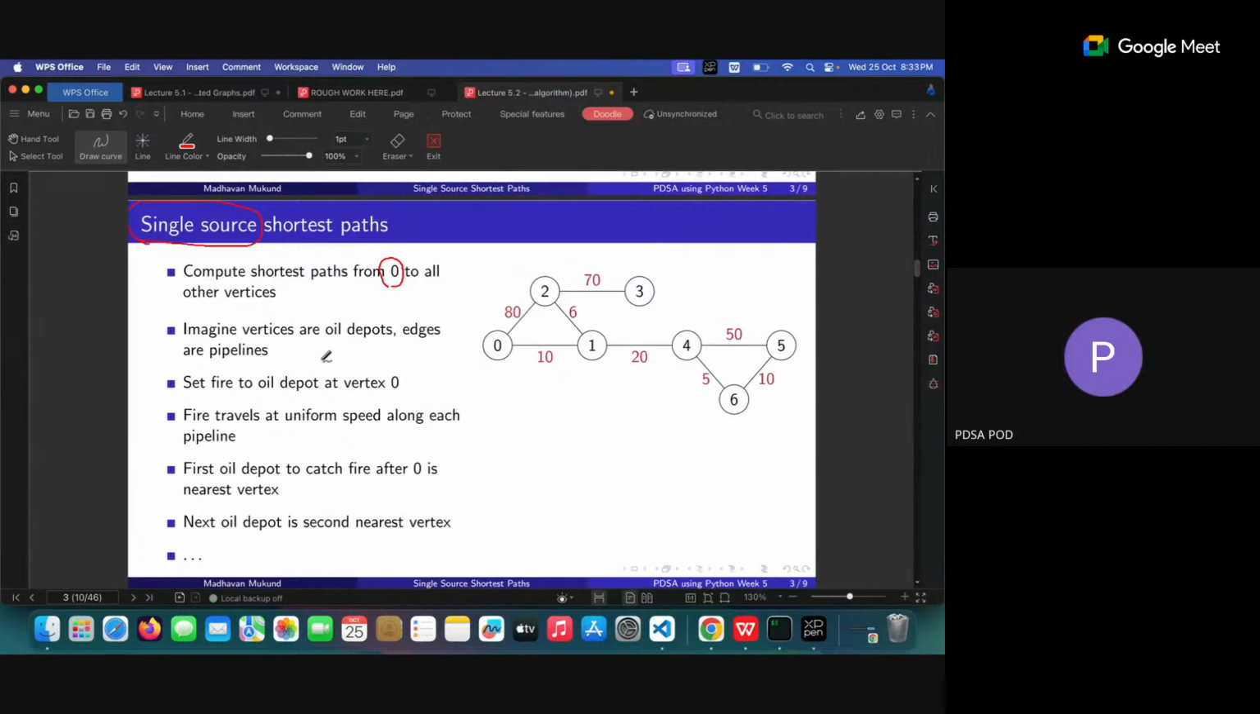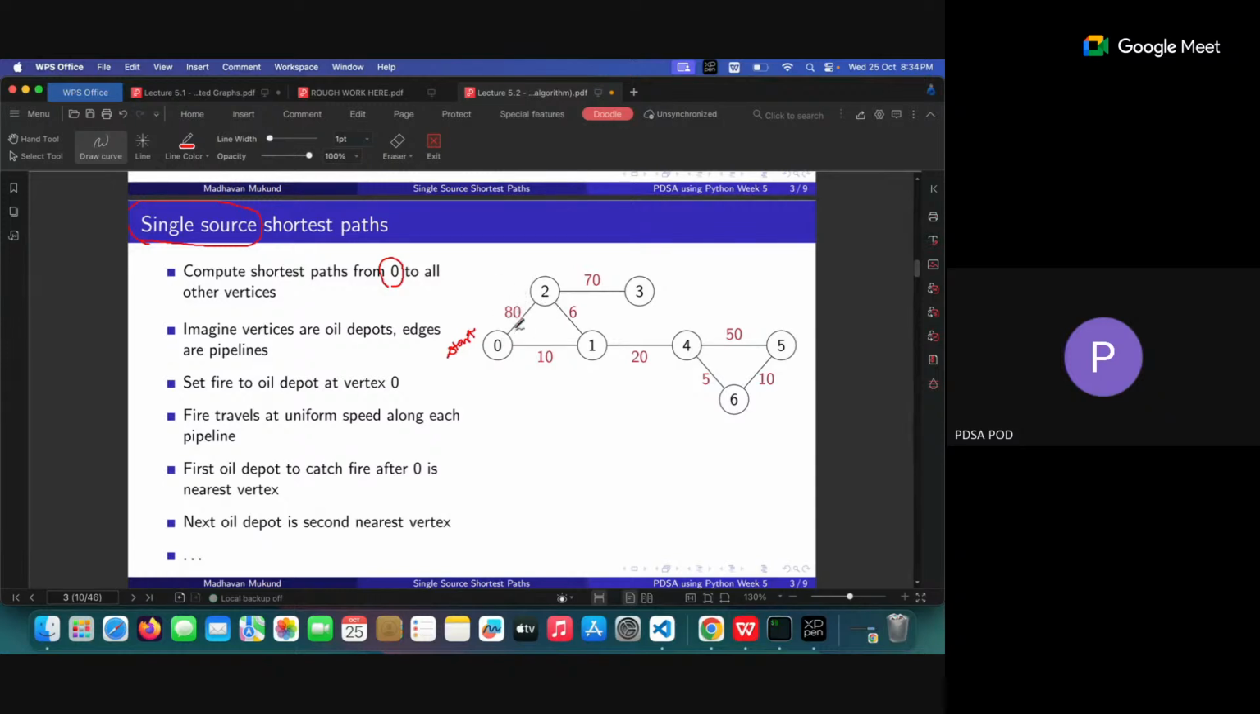Imagine they consider it in terms of oil depots. They set a fire at the 0th one, which is the starting vertex or origin. The fire travels at uniform speed, so all of them will burn in sequence with equal speed. 0 to 1 is not a higher speed, 0 to 2 is not a lower speed. All of them are the same speed.